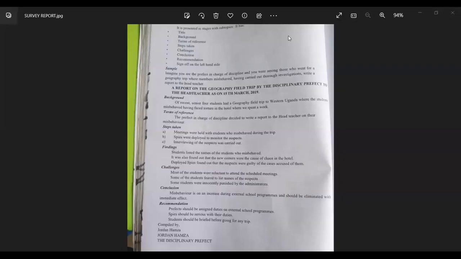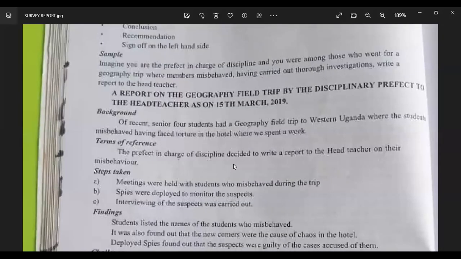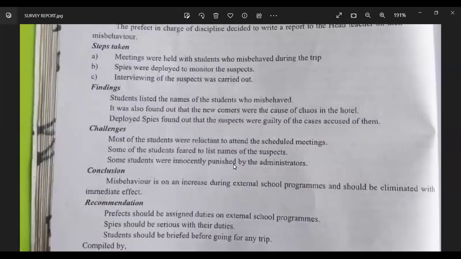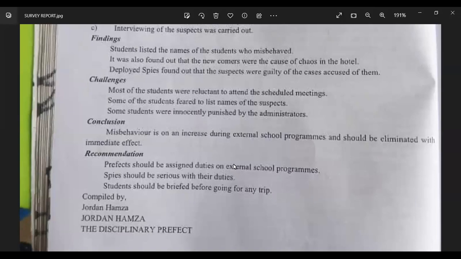For example, in this survey report, you draw a conclusion depending on your findings as a person, what you have found out when you were doing this survey. So when you look at our conclusion, this person is saying, in conclusion, this behavior is on an increase during external school programs and should be eliminated with immediate effect. So you give your verdict.